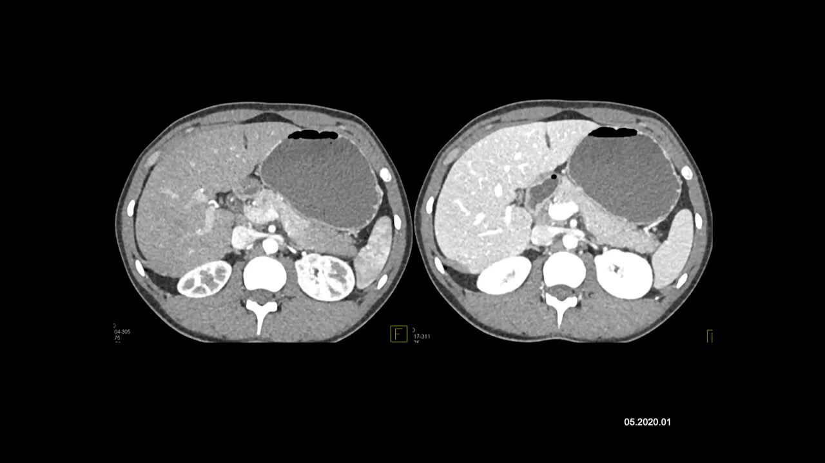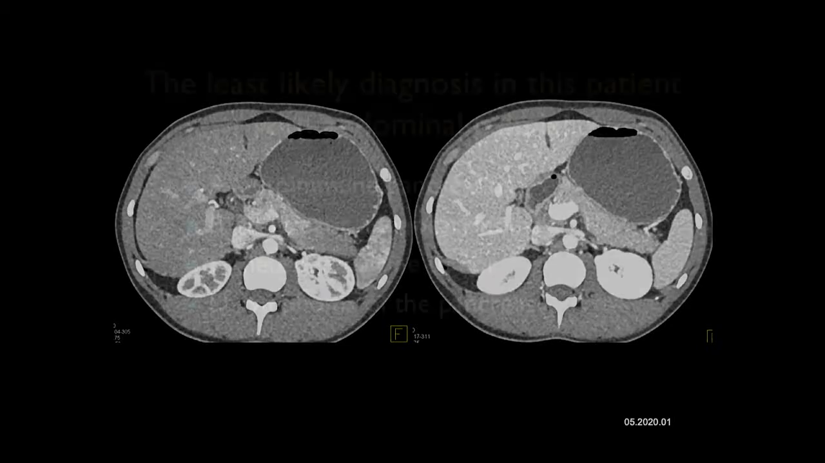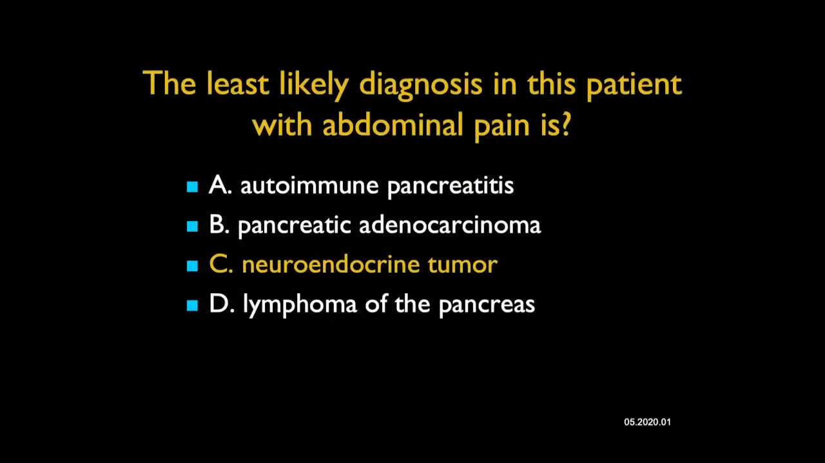Adenocarcinoma occasionally can become less visible on venous phase, but that's pretty rare. Lymphoma tends to be bulky, again pretty rare. Neuroendocrine tumor typically is hypervascular on at least one of the phases. So I'm going to say the least likely diagnosis is neuroendocrine tumor, but the correct answer was autoimmune pancreatitis. So just a very important thing to think about.